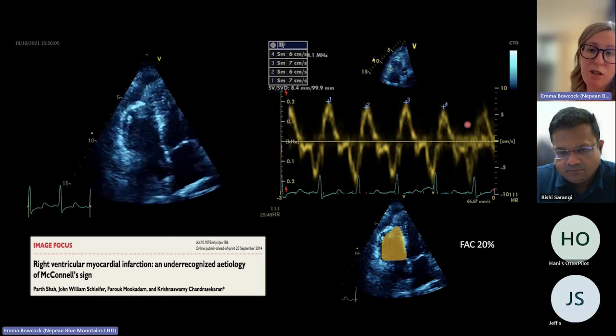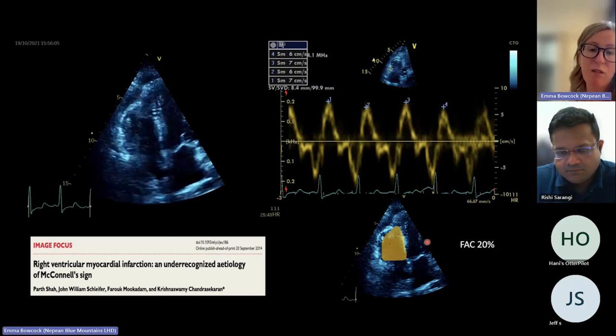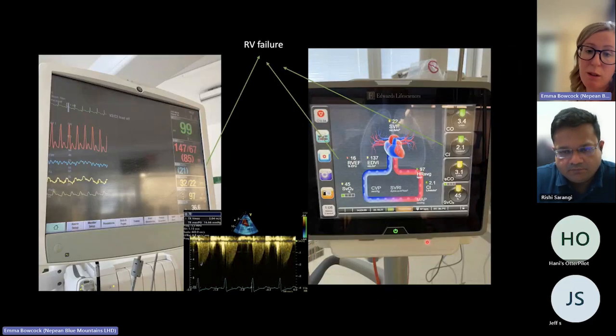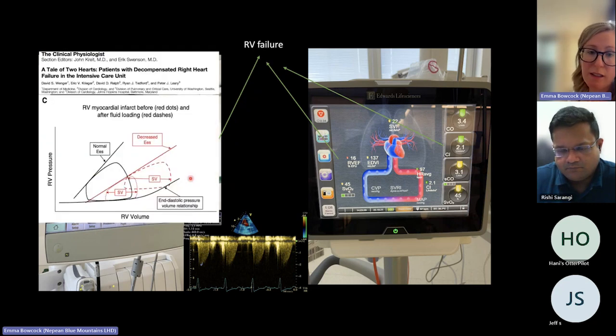And this time we can see that there's concordance with the S prime being down and the fractional area change being down. So all of the parameters were concordant this time, which is sometimes what you see as well. Cardiac index was down, low SvO2, ejection fraction down, high CVP, all the hallmarks of cardiogenic shock from isolated RV failure, which is not that common really. It's not that common to see RV infarcts so much anymore, I don't think, isolated.